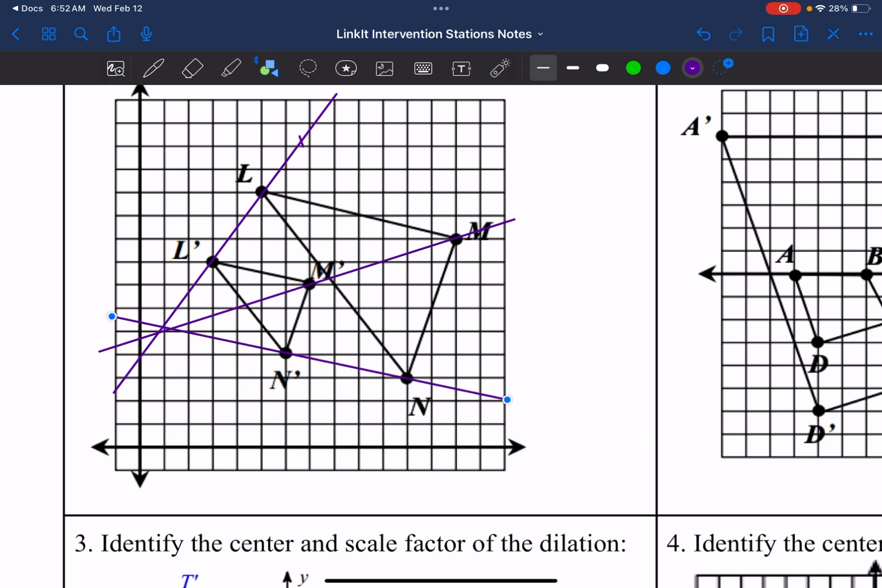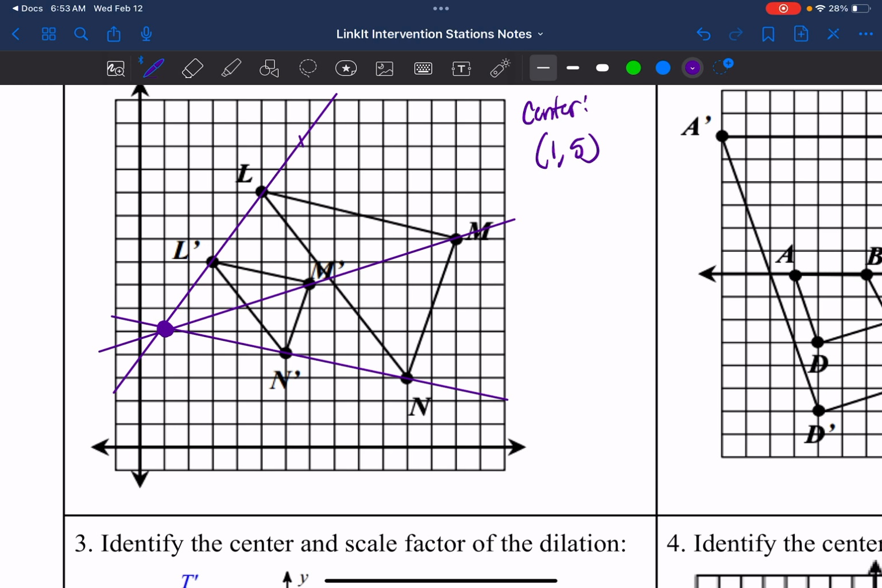With this, it's clear to see that the three lines converge at this point here, which is at 1, 5. So the center is at the point (1, 5). To find the scale factor, I need to find the length of one of the sides of the preimage and the corresponding side of the image, and then divide the length of the image by the length of the preimage.